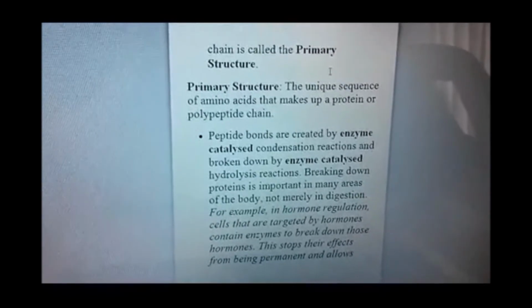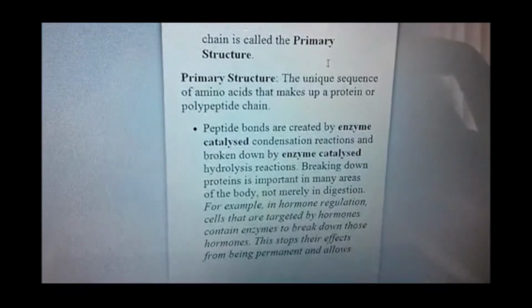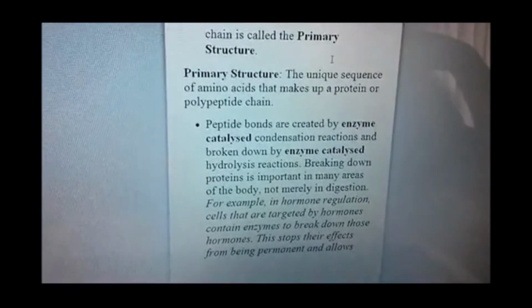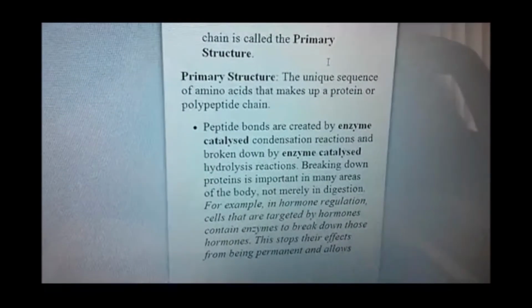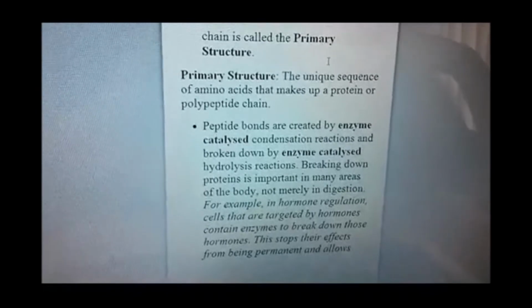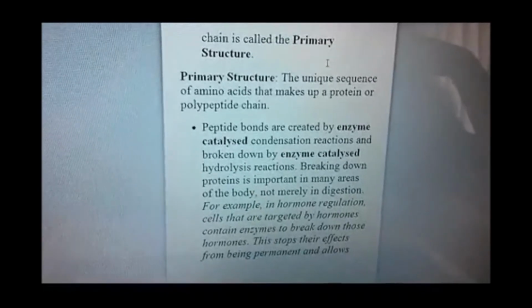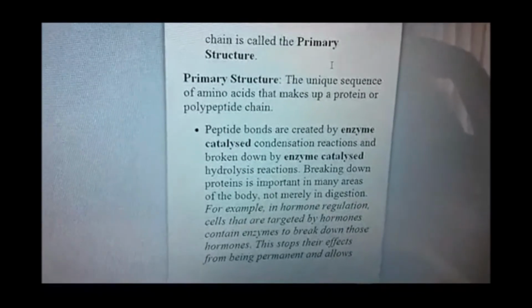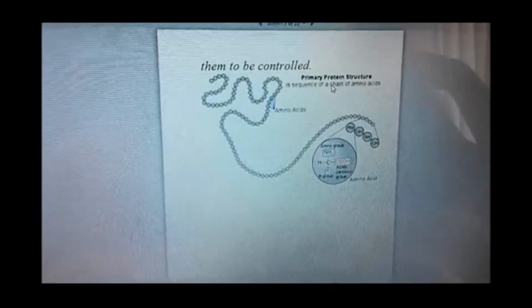Peptide bonds are created by enzyme-catalyzed condensation reactions and broken down by enzyme-catalyzed hydrolysis reactions. Breaking down protein is important in many areas of the body, not merely in digestion. For example, in hormone regulation, cells that are targeted by hormones contain enzymes to break down those hormones. This stops their effects from being permanent and allows them to be controlled.